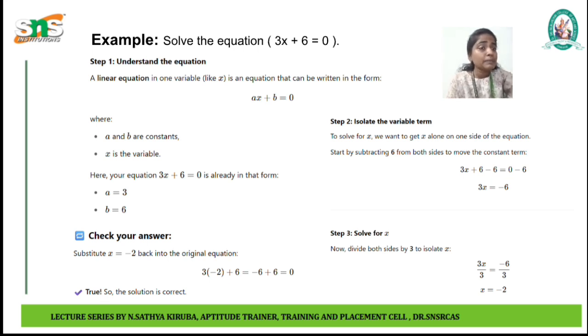The second step is isolating the variable. 3x plus 6 minus 6 is equal to; what you do on your left hand side, you do on your right hand side. Now 3x will be equal to minus 6. On solving for x, you get x is equal to minus 2. Now you substitute back to check your answer, x is equal to minus 2 in the original equation, and when both sides are 0, your answer minus 2 is right.